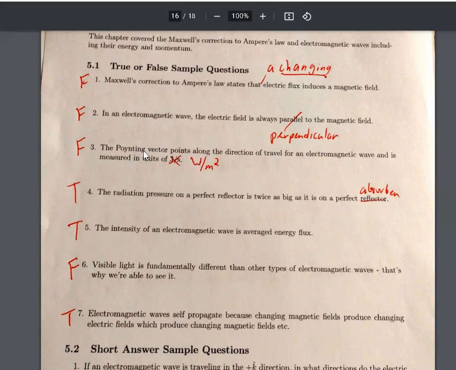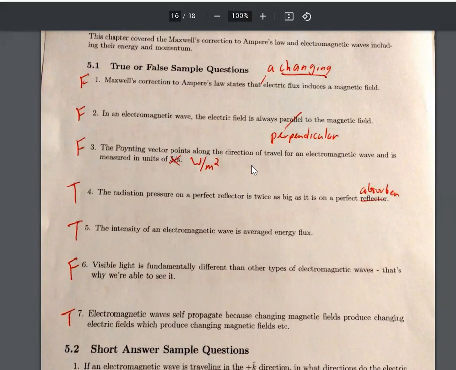So the Poynting vector has a magnitude of the energy flux, which is the power per area. Power is measured in watts and area is measured in meters squared. All right, the radiation pressure on a perfect reflector is twice as big as it is on a perfect absorber.